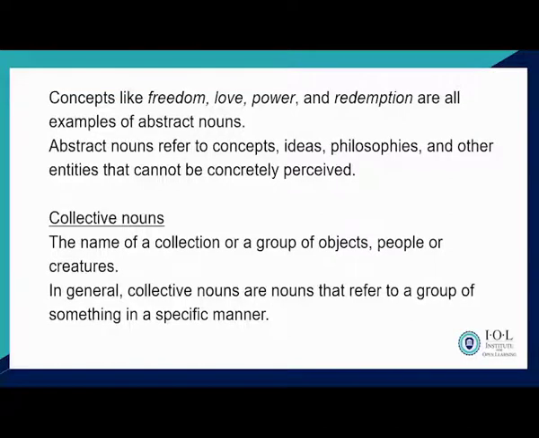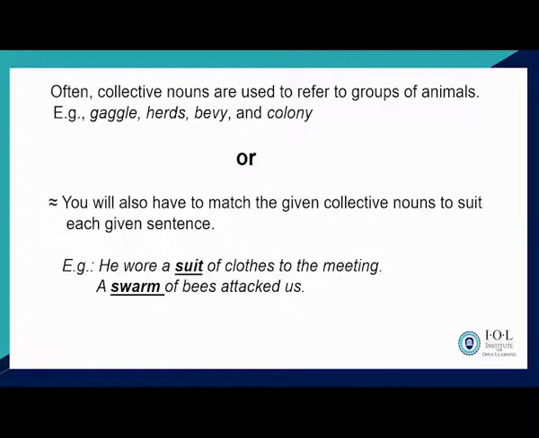Collective nouns. The name of a collection or a group of objects, people, or creatures. In general, collective nouns are nouns that refer to a group of something in a specific manner. Often, collective nouns are used to refer to groups of animals: a gaggle, herds, a bevy, and colony. Or you will have to match the given collective nouns to suit each given sentence. He wore a suit of clothes to the meeting. A swarm of bees attacked us.